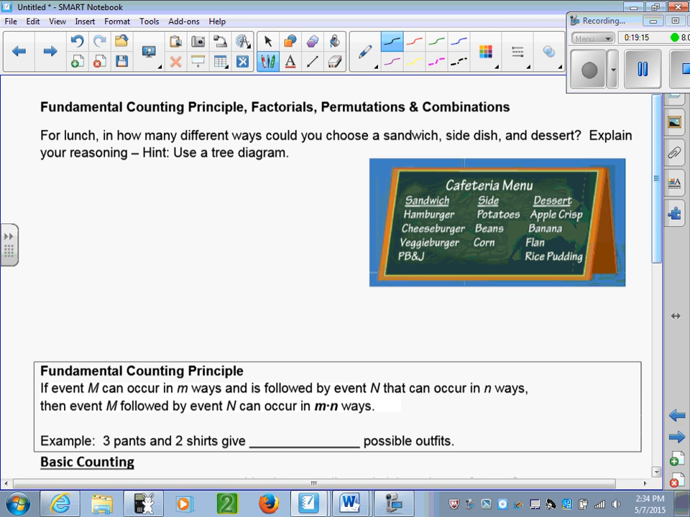If we were to draw out a tree, I'm not going to. It says use a tree diagram. I'm not going to. Okay? I want you to just think about it. How many ways could you choose a sandwich, a side dish, and a dessert from this menu?